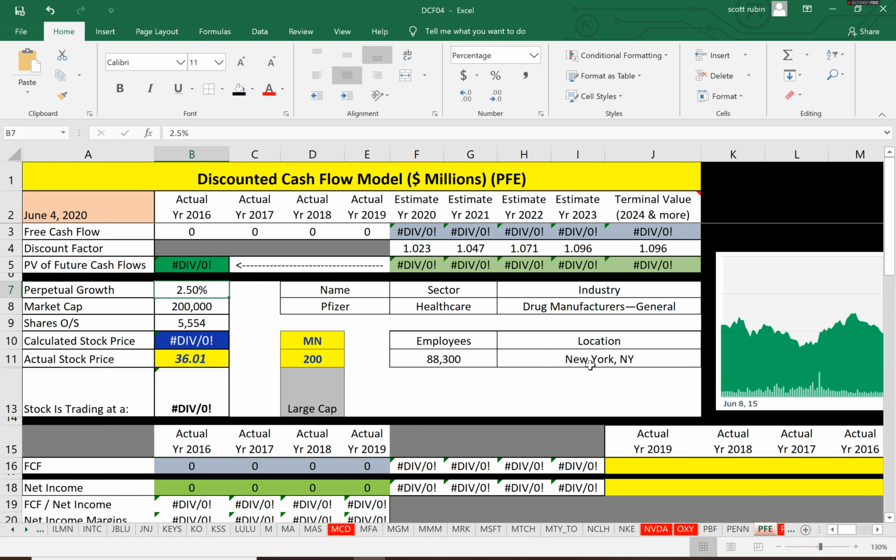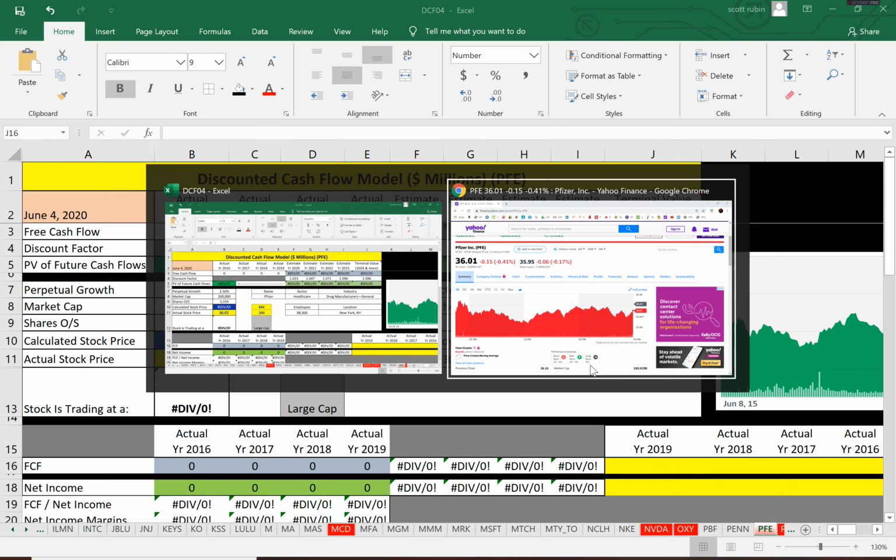And the way to calculate the intrinsic stock price is you estimate the future free cash flows of the company. Then you discount that number back to today's dollar amount, and that gives you the value of the company. And then you divide that number by 5.5 billion, and that gives you the intrinsic stock price. And then we'll compare it to the actual stock price to see if the stock is a value or not. So let's get the free cash flows.